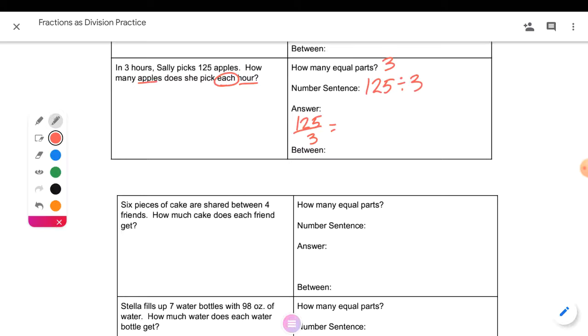Who has it? Jack? 41 and 2/3. What is that between, Addie? What 2 whole numbers is 41 and 2/3 between? Between 41 and 42. Who can give me an answer sentence? Jack? Sally picks 41 and 2/3 apples each hour. Good job. Sally picked 41 and 2/3 apples each hour. Why does that sound weird? 2/3. Yeah, you can't really pick 2/3 of an apple. Okay, it's an average.